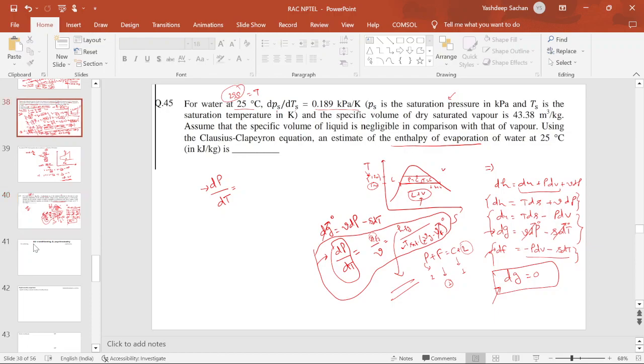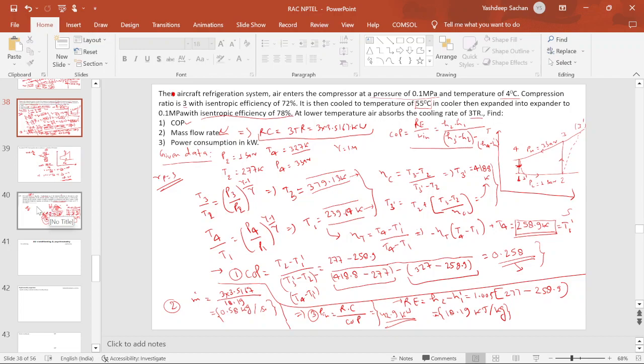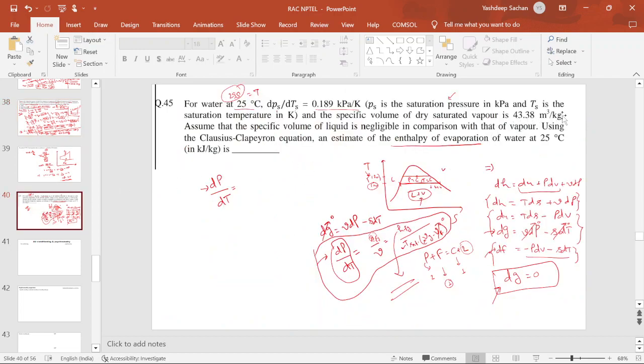Sir, specific volume 43 is a bit too much, no? Whatever they have given, you have to put that. 43.38 meter cube. It is much big. Okay, fine. So you put that. Whatever answer comes, that is the answer. It is a previous year problem, I think. Yes, sir. 2016.